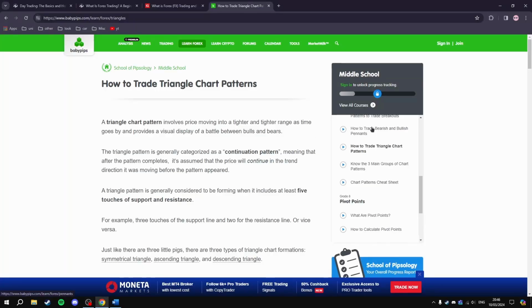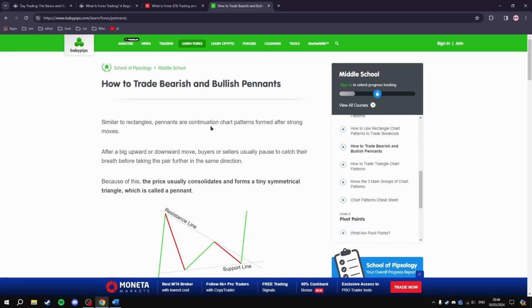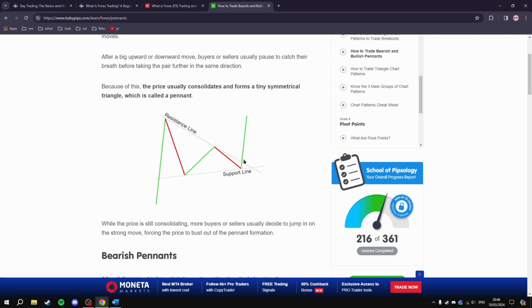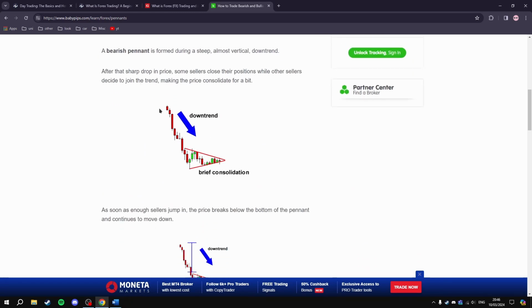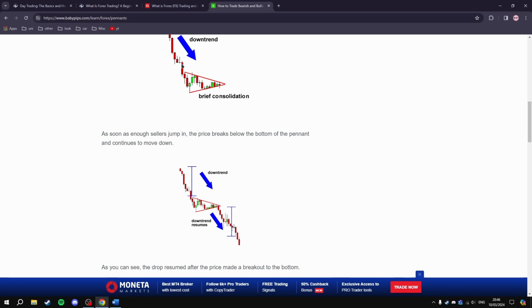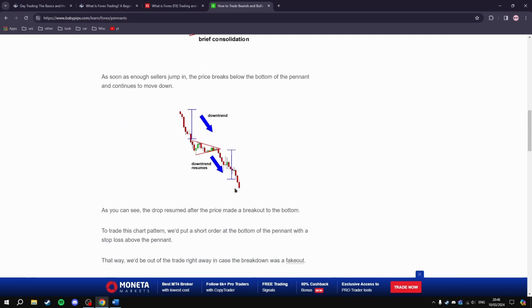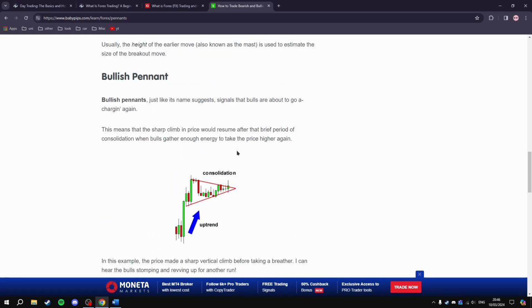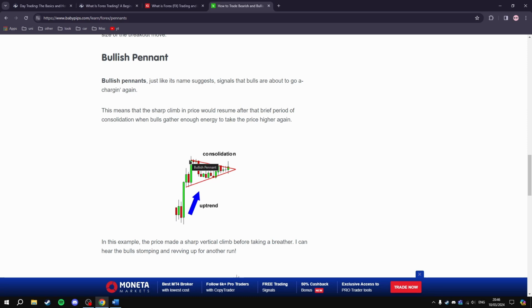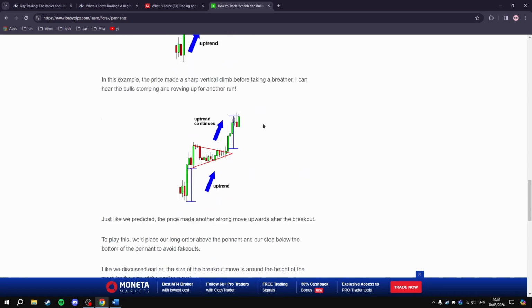So in the last video we went through how to trade bearish and bullish pennants. Basically the pennant is that grey rectangle here, the price just bouncing within that rectangle and shooting out of it. We met the bearish pennant, so after a steep downtrend it forms that triangle and then keeps dropping lower. And then we also met the bullish pennant, basically the opposite, shooting upwards, then going into that triangle and then continuing upwards.